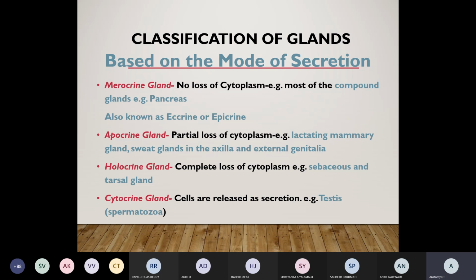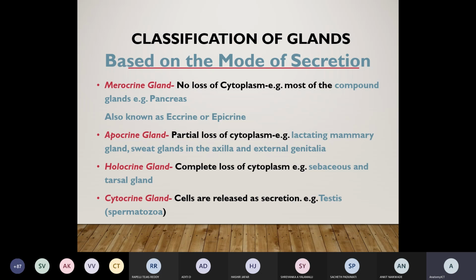Now the cytocrine glands are those in which the cells themselves are released as the secretion. Example, the testis and the spermatozoa. What happens? The cell content remains the same but produces a new gamete or new cell that extends outside from that cellular element. So this is what we call cytocrine. Cyto pertains to the new formation of a cell, hence cytocrine cells.